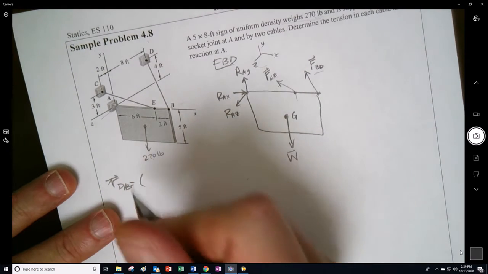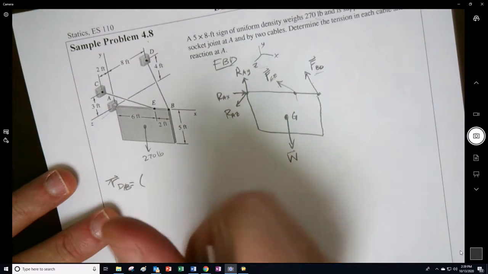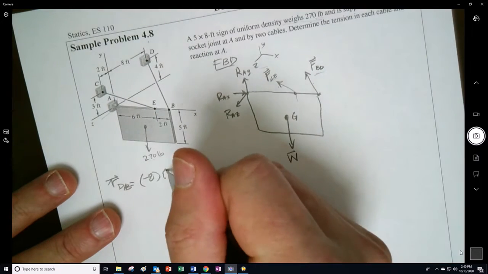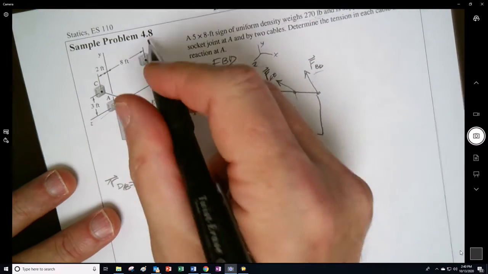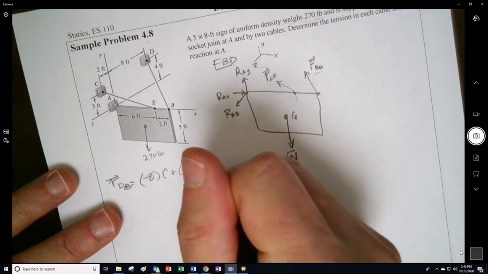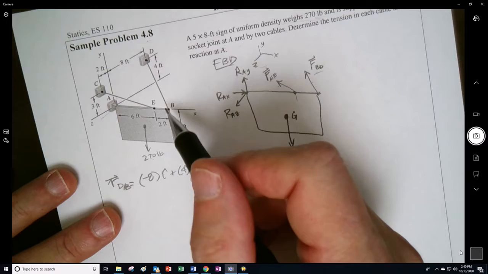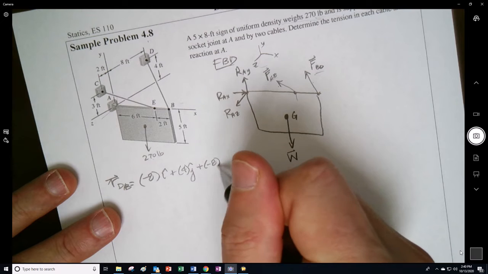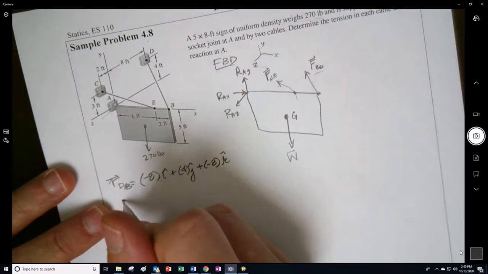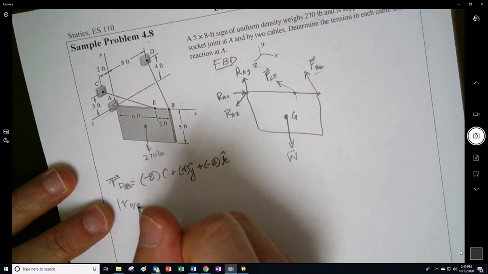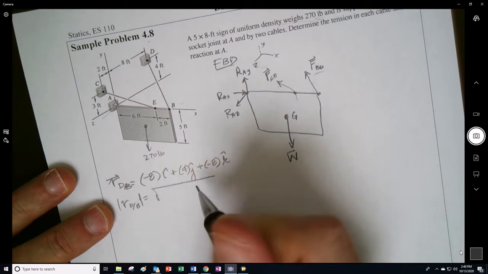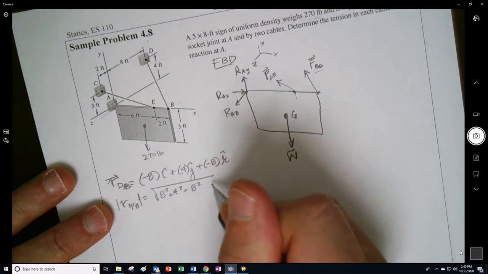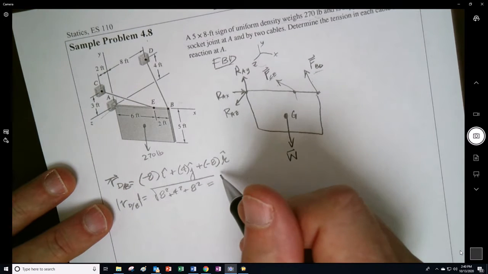We're going to go 8 feet in the negative X direction, and we want to go upwards 4 feet. And then we want to go 8 feet in the negative Z direction, so negative 8. If we get the magnitude of this, square root of 8 squared plus 4 squared plus 8 squared, that's 12 feet.